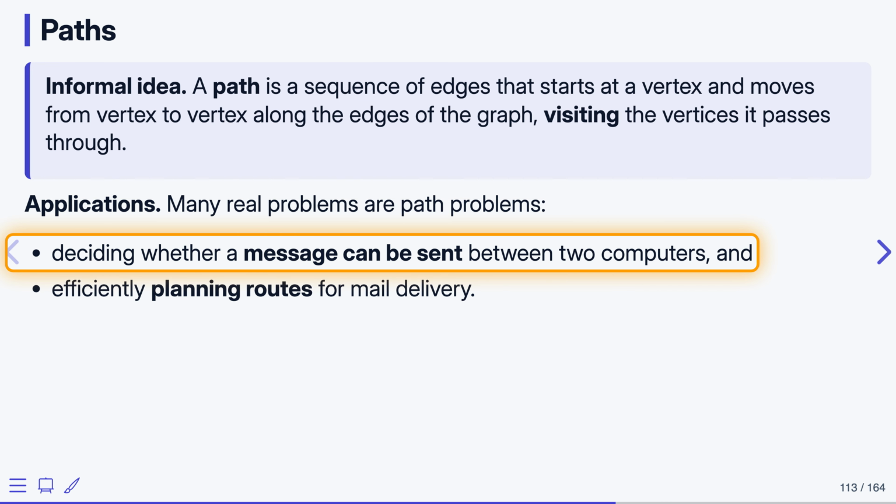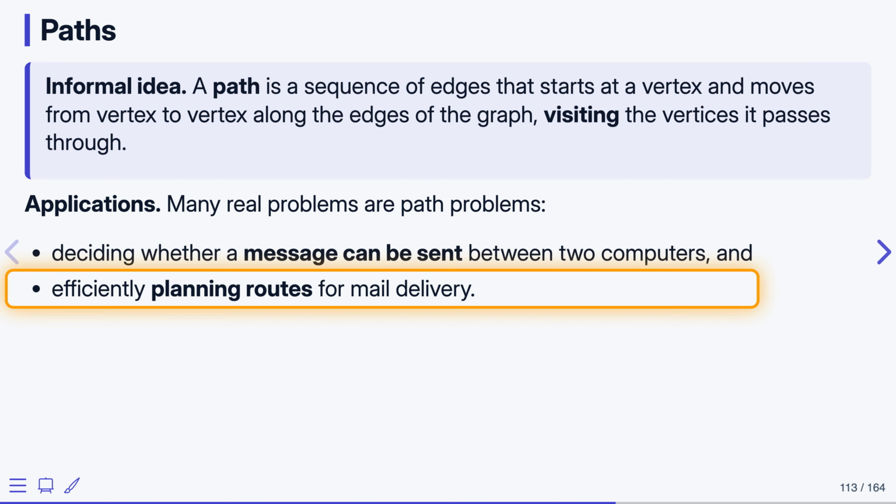Why do we care? Because many problems are really path problems. Can a message travel from one computer to another across a network? That asks whether a path exists. And how do we plan a good route for a mail carrier? That asks for a path that visits the right places.